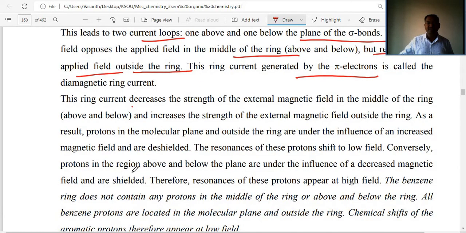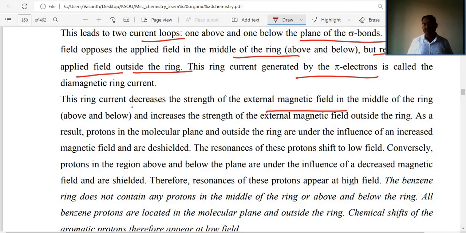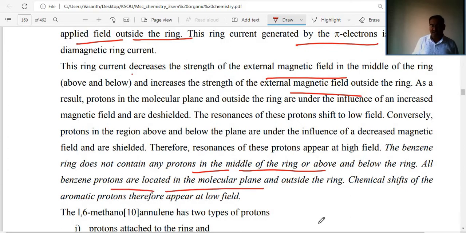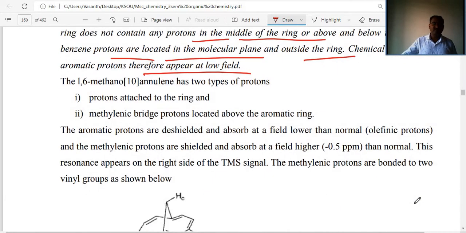This ring current decreases the strength of the external magnetic field in the middle of the ring and increases the strength of the external magnetic field outside the ring. Here the benzene ring does not contain any protons in the middle of the ring or above and below the ring. All benzene protons are located in the molecular plane and outside the ring. The chemical shift of the aromatic protons therefore appears at low field. We consider examples of this.